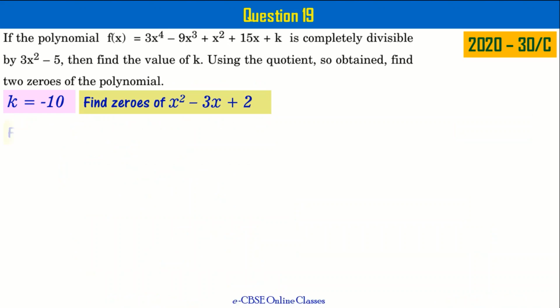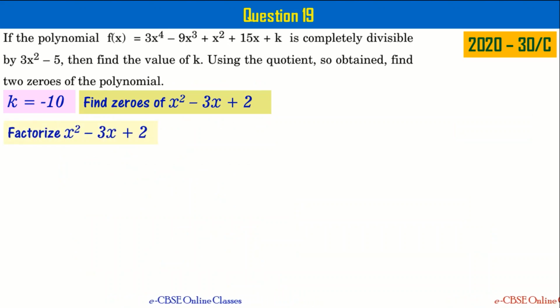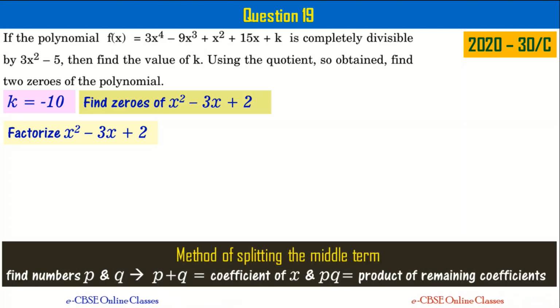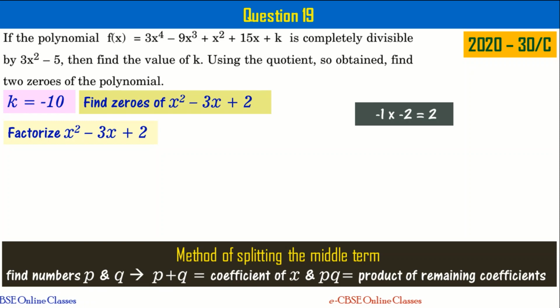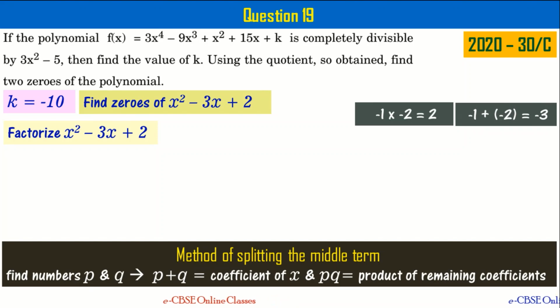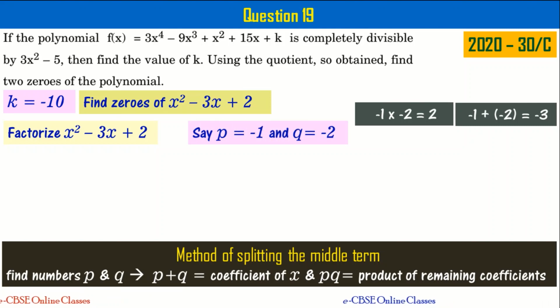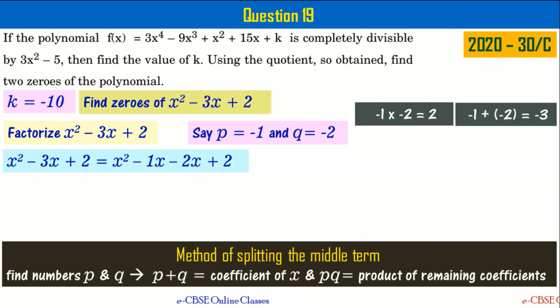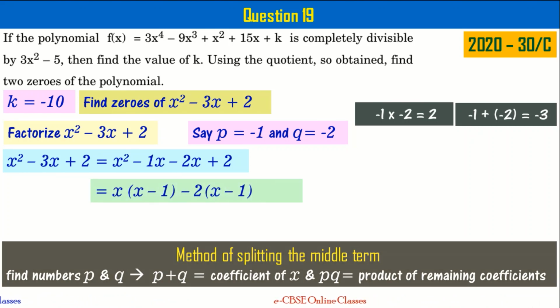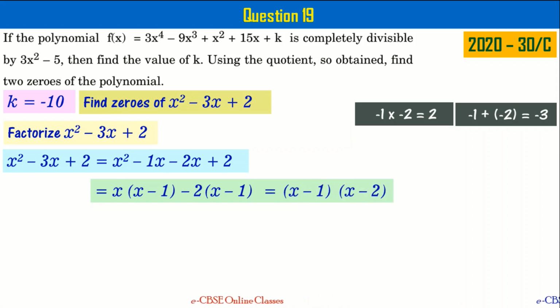To do that, what we do is we factorize x square minus 3x plus 2, right? Using the same method of splitting the middle term. So, 2 can be written as minus 1 times minus 2, and minus 1 plus minus 2 equal to minus 3. So, let's say that p equal to minus 1 and q equal to minus 2. So x square minus 3x plus 2 can be now written as x square minus 1x minus 2x plus 2, right? You simplify it such that you get x minus 1 times x minus 2 as the factors.